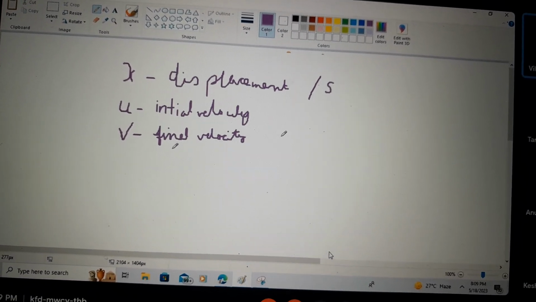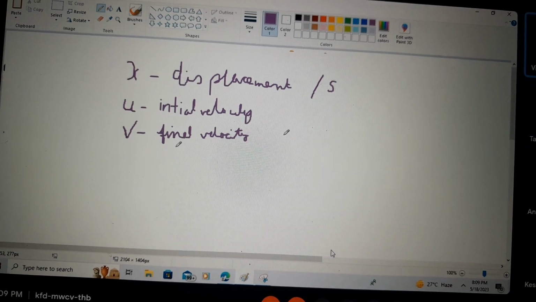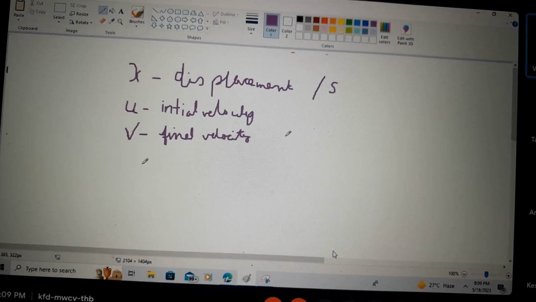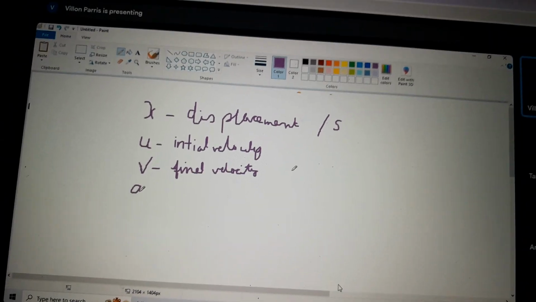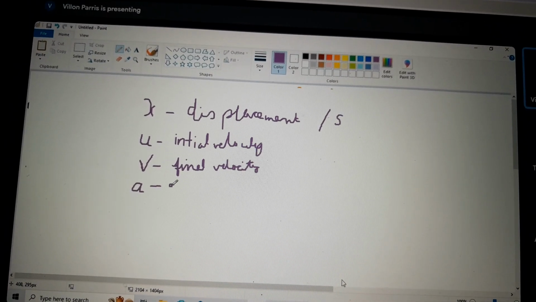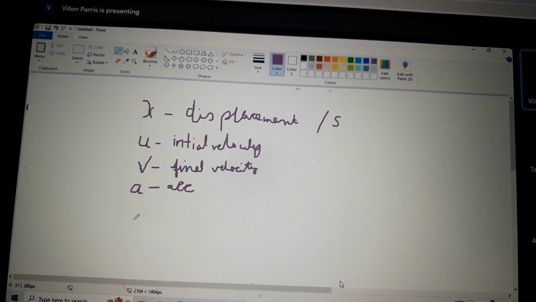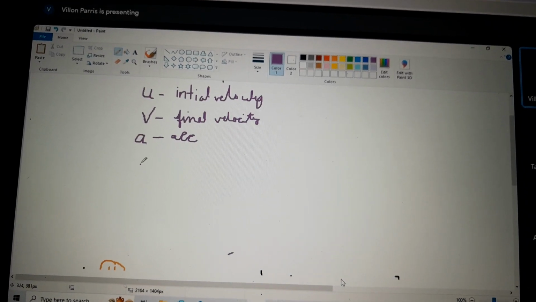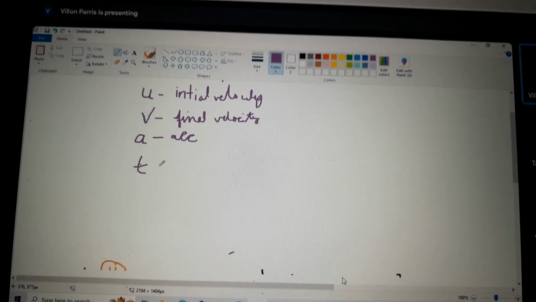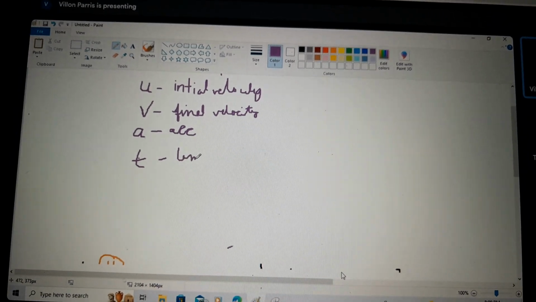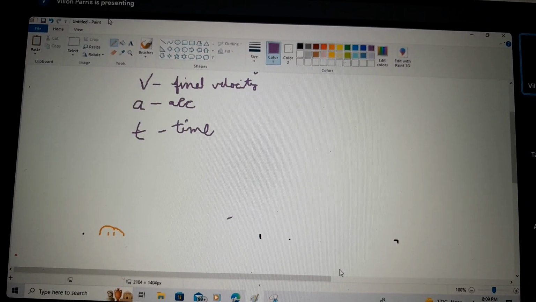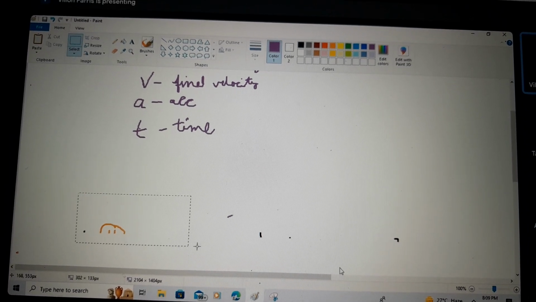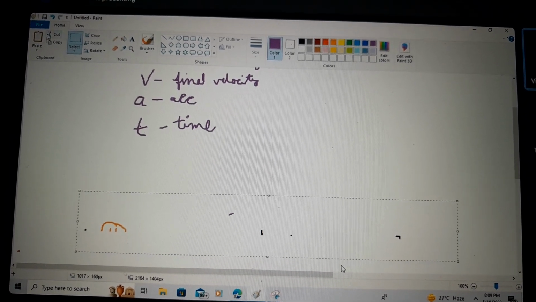You have the displacement time graph, and you have the velocity time graph. A is for acceleration, and T is for time. So I'm going to see how quickly I can go through. And this is basically straightforward as well.